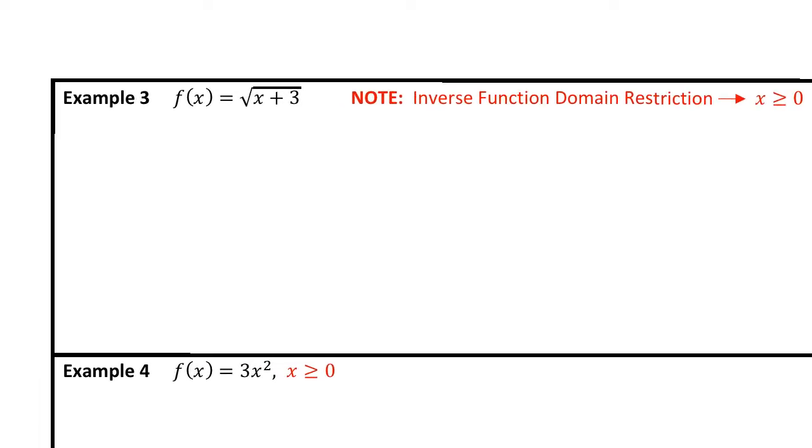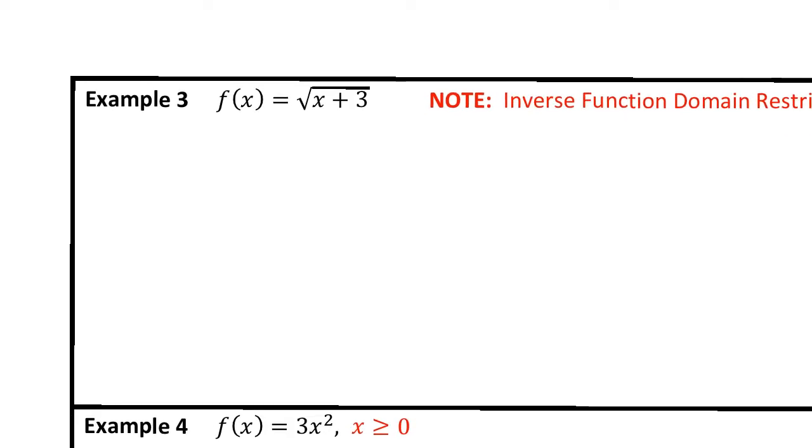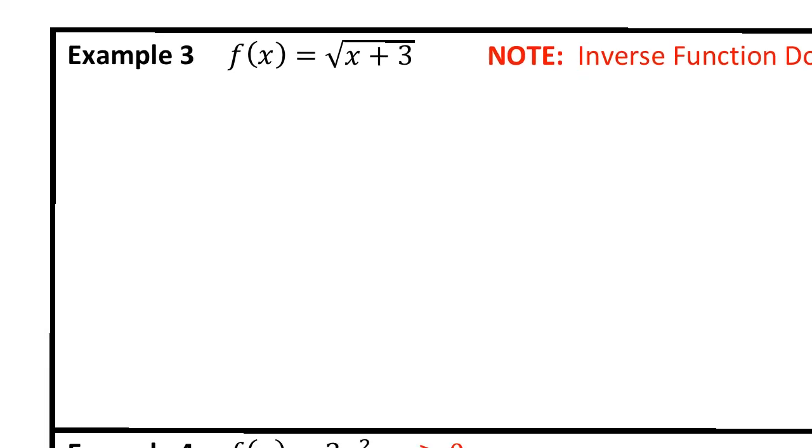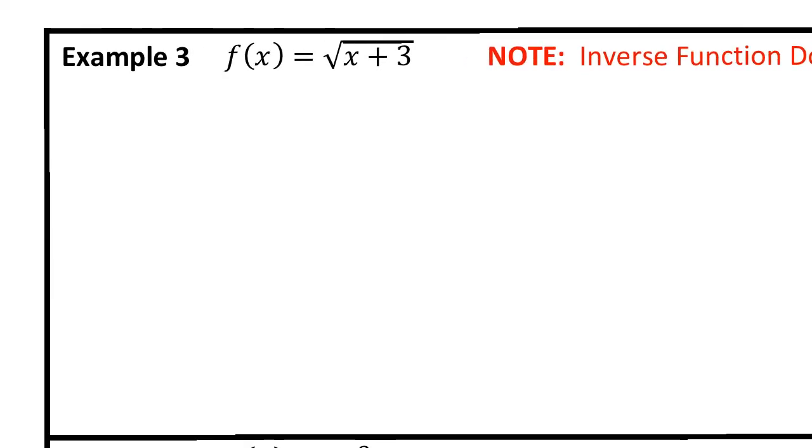Okay, so I'm going to zoom in, but we have to remember what the note says at the very end. Okay, so step 1, change f of x to y.